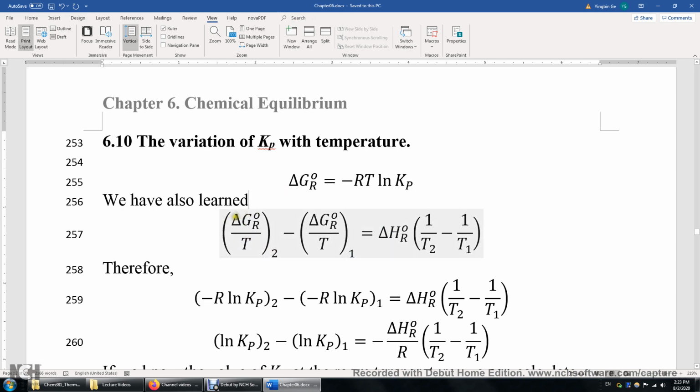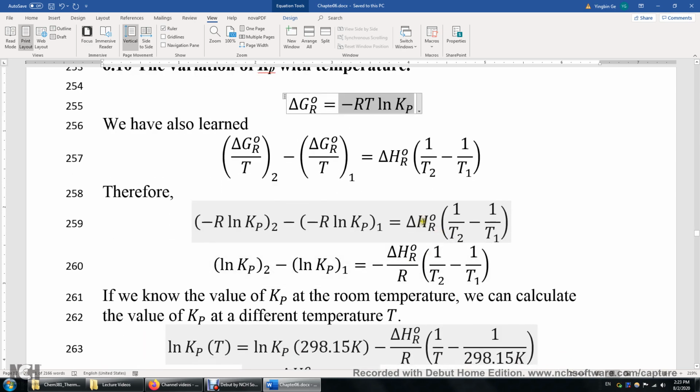We can replace this delta G of R in the standard state with negative RT ln Kp. We'll just put this negative ln Kp in here. T and T cancel. Then we have negative R ln Kp at temperature 2 minus negative R ln Kp at temperature 1. On the right-hand side, we get the same expression as before. And now, both sides of this equation divided by negative R. So we have negative R here. And now you can tell that K sub P does depend on temperature.